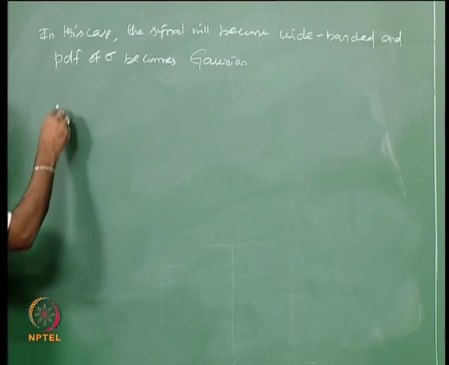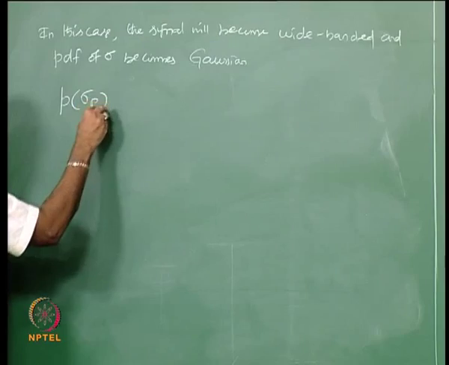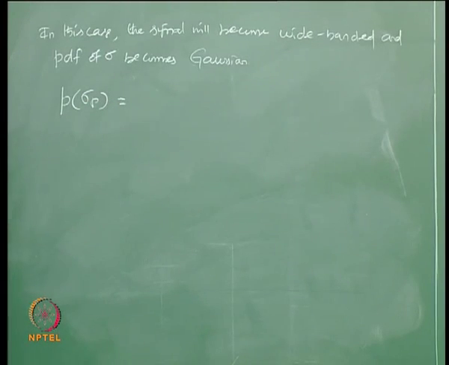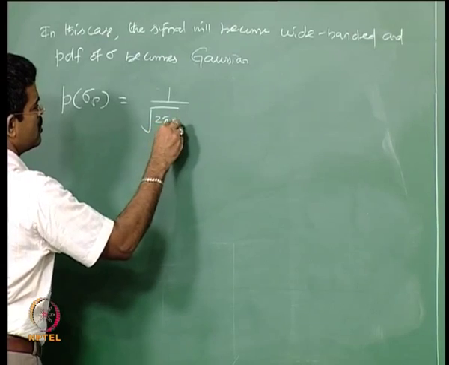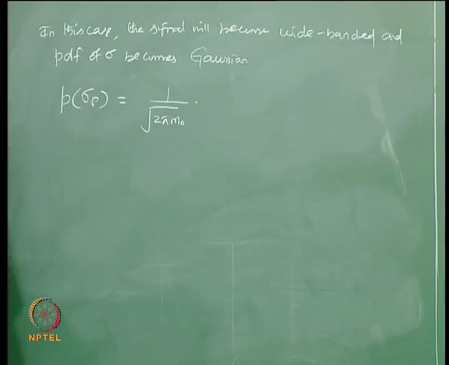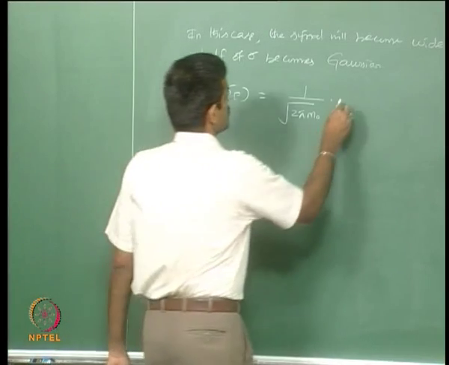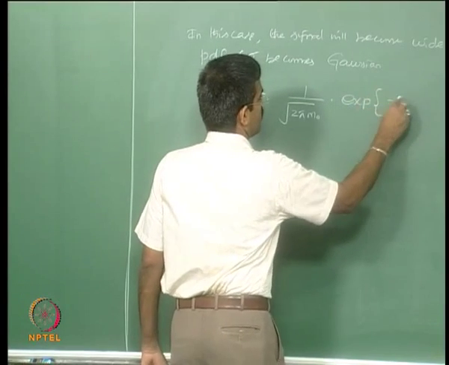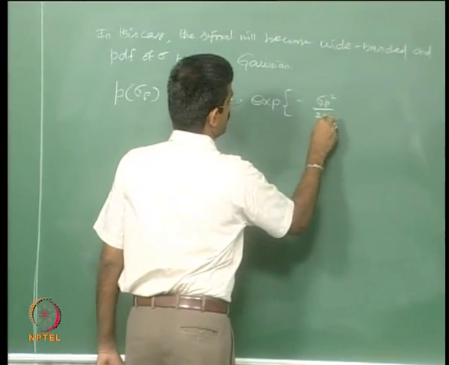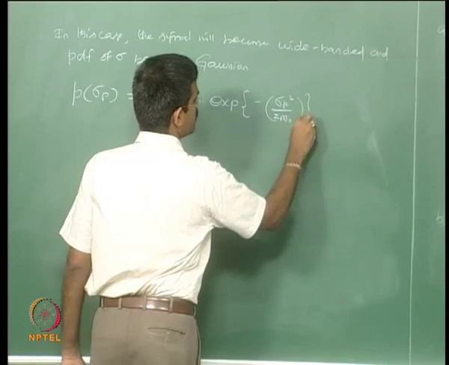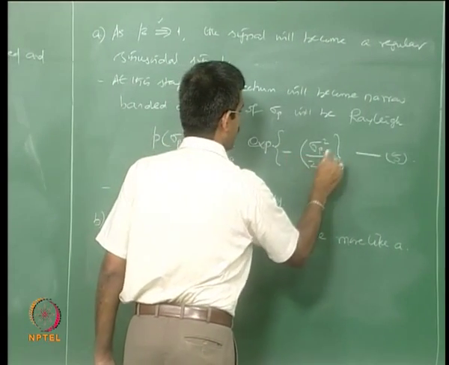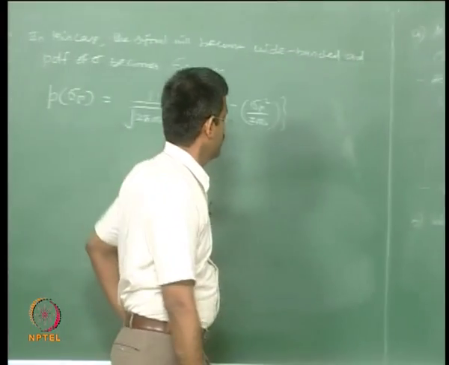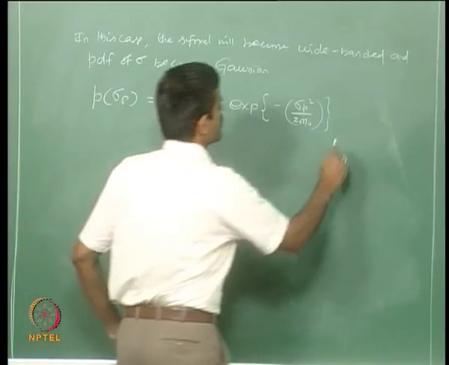In that case, the probability distribution function of the peak will be given by a different equation, which is the standard Gaussian equation, 1 by root of 2 pi m naught, exponential of minus sigma p square by 2 m naught. Let us use brackets here also because there is a negative sign here. So, let us say equation number 6.